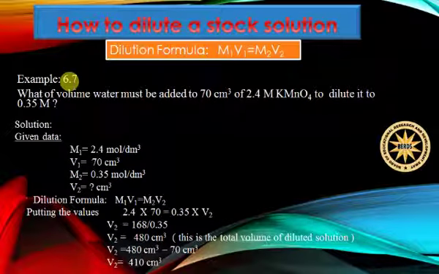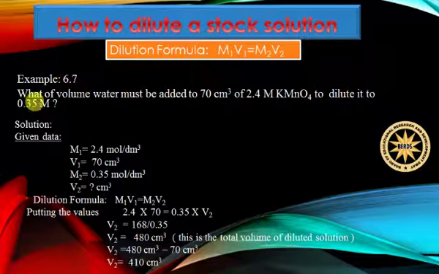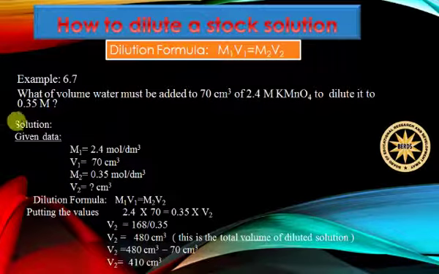Here we have an example 6.7 which tells us what volume of water must be added to 70 centimeter cube of 2.4 molar potassium permanganate to dilute it to 0.35 mole per decimeter cube, which is the unit of molarity. So you have to write a solution.